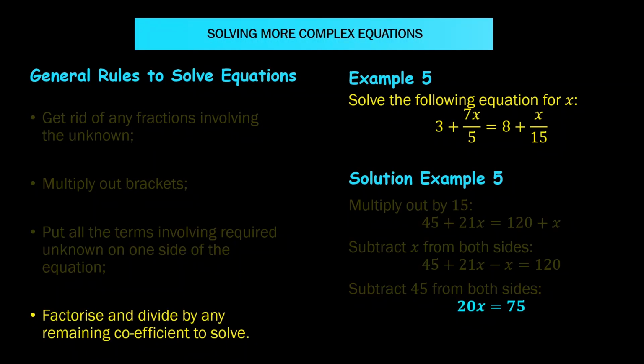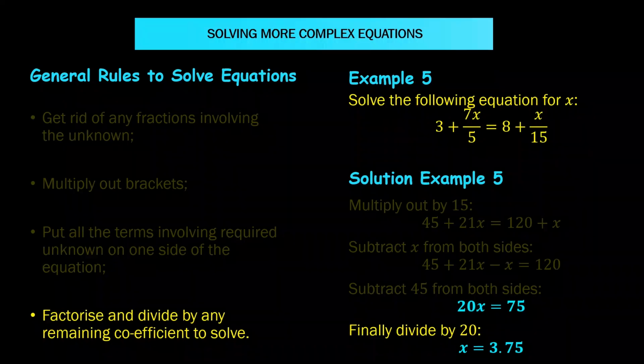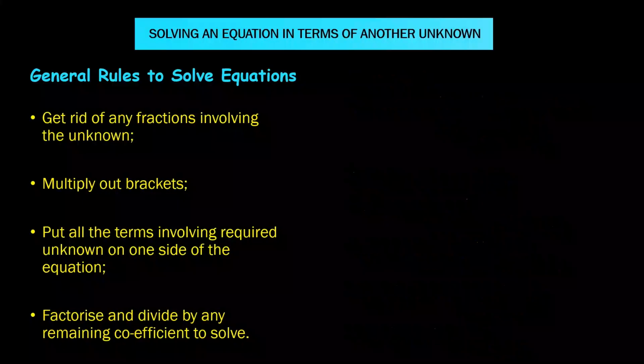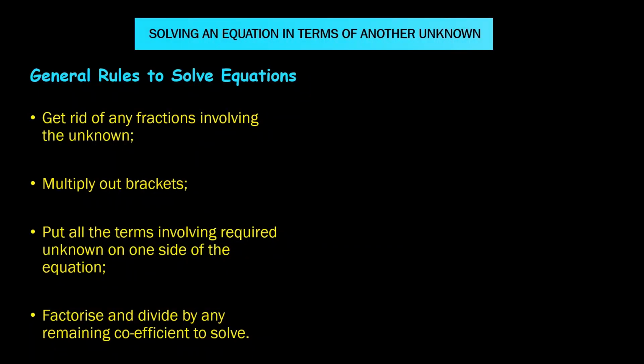And finally, we factorize and divide by any remaining coefficient in order to solve. So in this case, we have to divide by 20 on both sides to give us x equals 3.75. Now let's see how we can solve an equation in terms of another unknown. Let's take a look at an example.